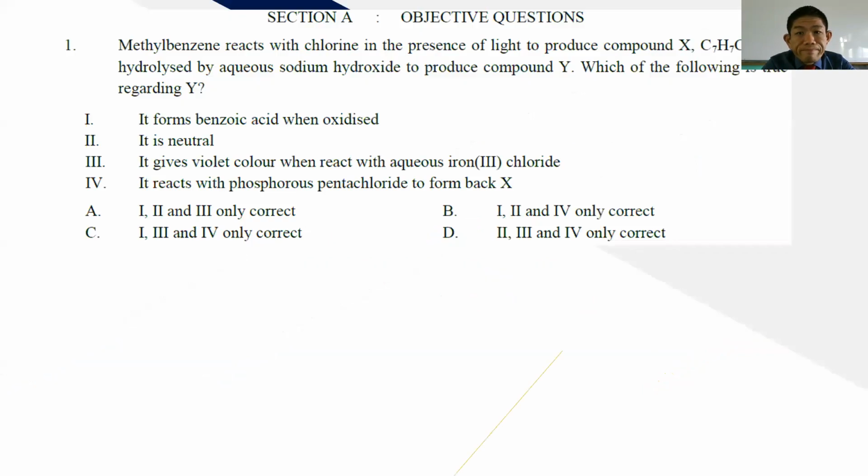So let's begin. Methylbenzene reacts with chlorine in the presence of light to produce X, C7H7Cl. X is hydrolyzed by aqueous sodium hydroxide to produce compound Y. Which of the following is true? So you must know by yourself in here that when chlorine can undergo hydrolysis, this chlorine is impossible to attach to the benzene. It must be attached to the alkyl part inside the methylbenzene. So that is why you have to know.